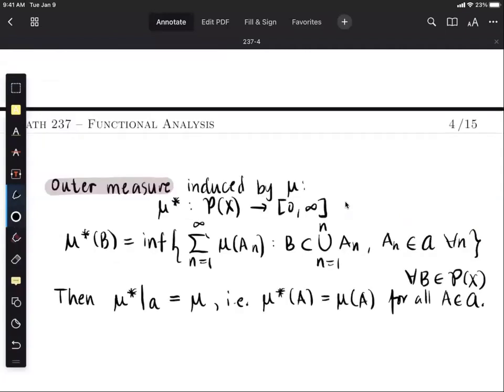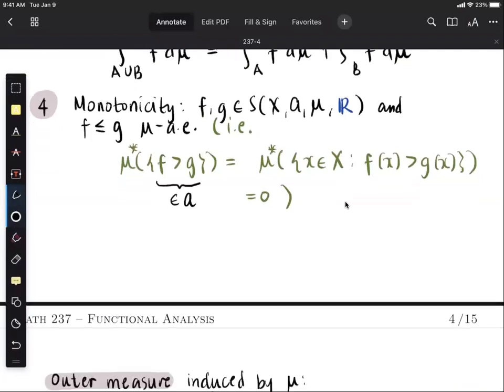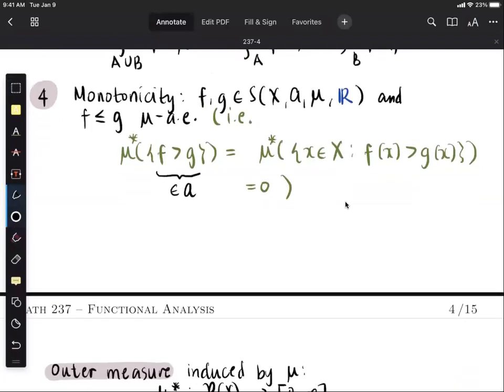Okay, so going back here, take note that this set, one can show that this is in the algebra. Hence the pre-measure under mu and the outer measure would be the same. So you can put the asterisk, or you could remove it. Okay. So that is what we mean by f less than or equal to g almost everywhere.